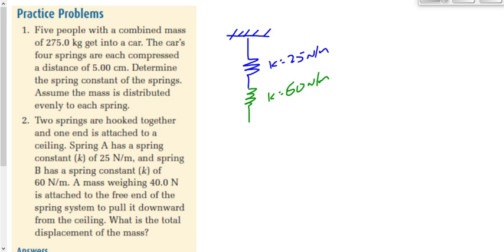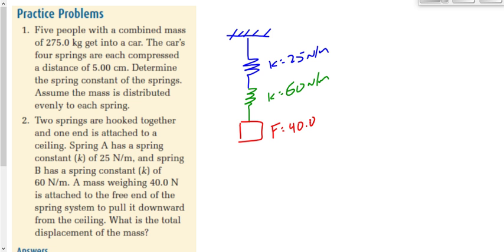There's a mass of 40 newtons attached to the end of it. Oh, wait a second. It says a mass weighing 40 newtons. That's not the mass, is it? What is that number that's given to us there? 40 newtons. That is mg already. That's the weight, the force of gravity. Yeah, they give us a bit of a break here.